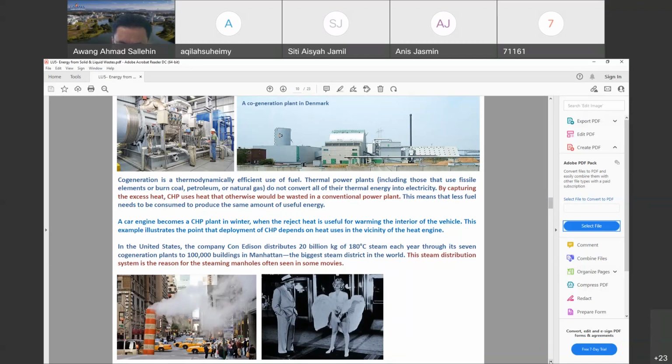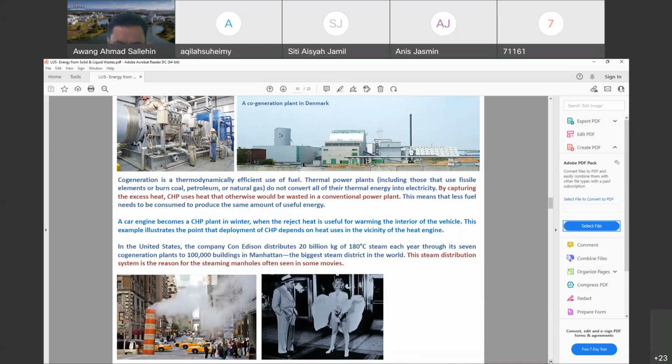Meaning to say, less fuel needs to be consumed to produce the same amount of useful energy needed. Okay, so a car engine becomes a combined heat and power plant in the winter, when the heat release is important and useful for the warming of the interior of the vehicle. So this is one very simple example that illustrates the deployment of the CHP.